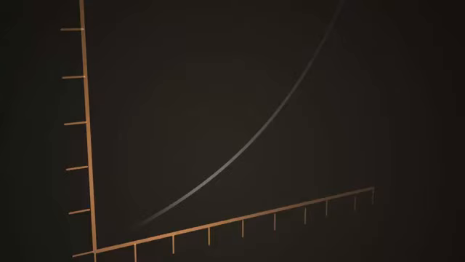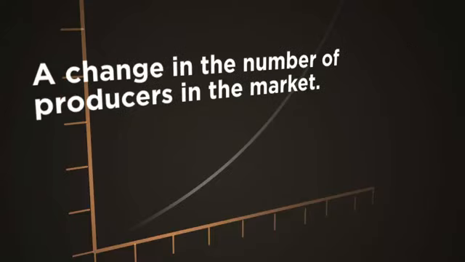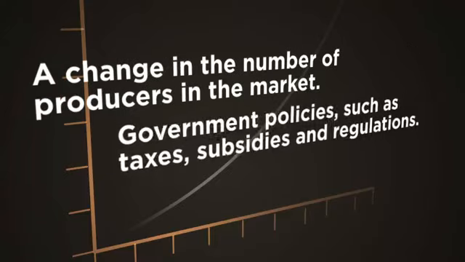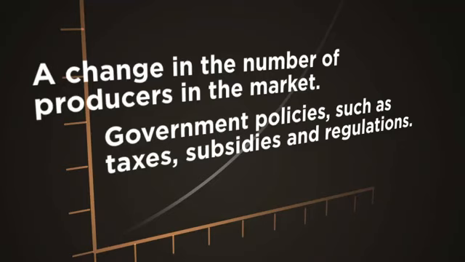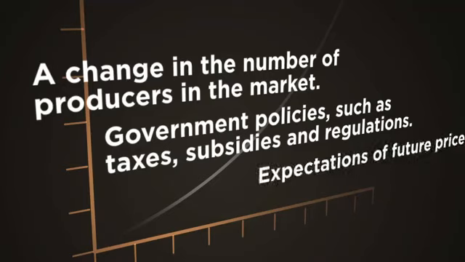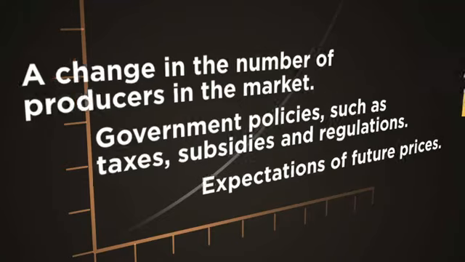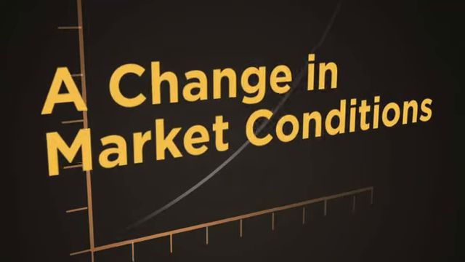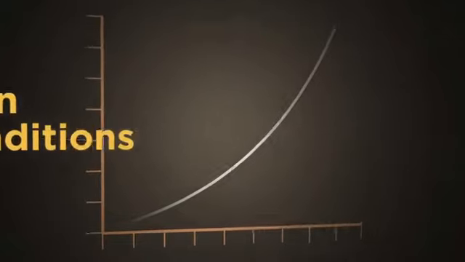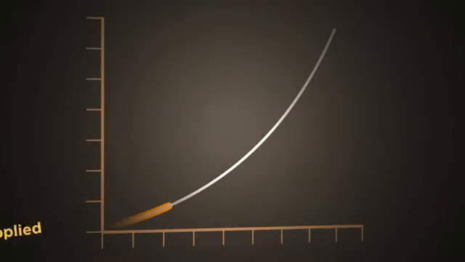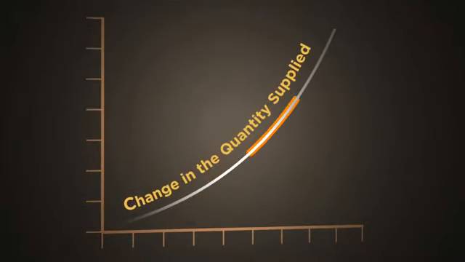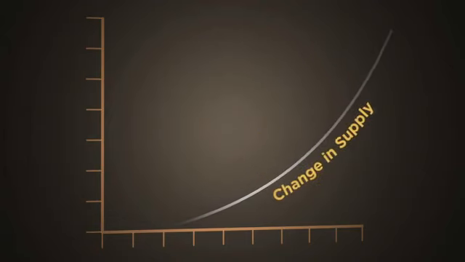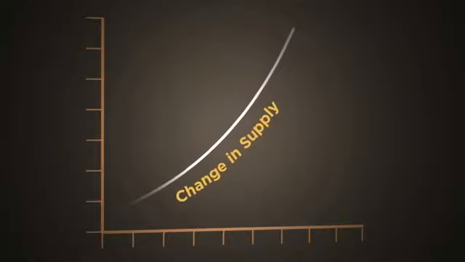Other things that might cause the supply curve to shift to the right or to the left include a change in the number of producers in the market, government policies such as taxes, subsidies, and regulations, and expectations of future prices. We call these factors a change in market conditions. Notice we have described two types of movements, a shift along the curve that we call a change in the quantity supplied that reflects a change in price, and a shift of the curve that we call a change in supply that reflects a change in market conditions.